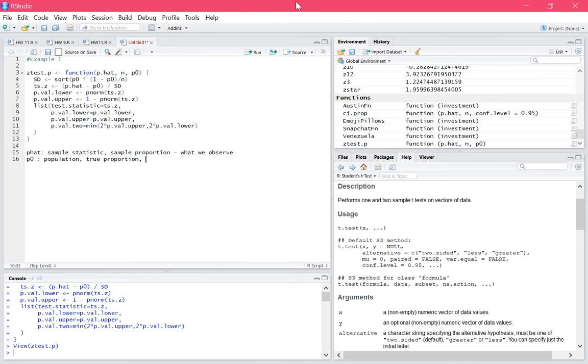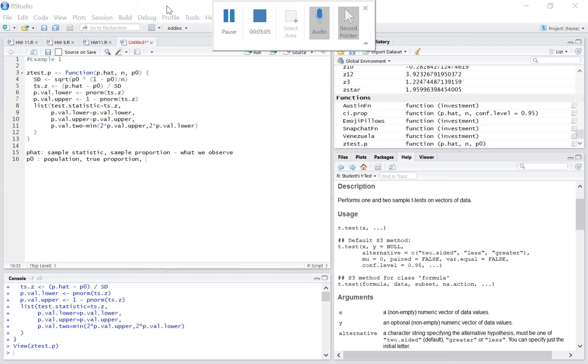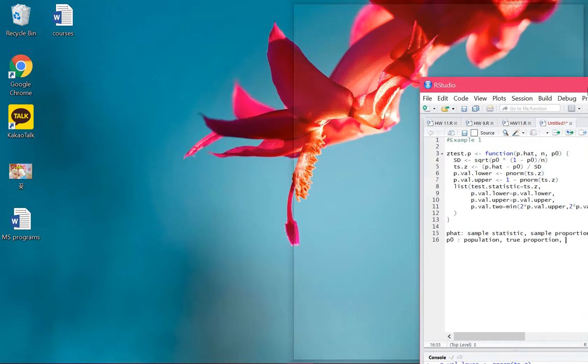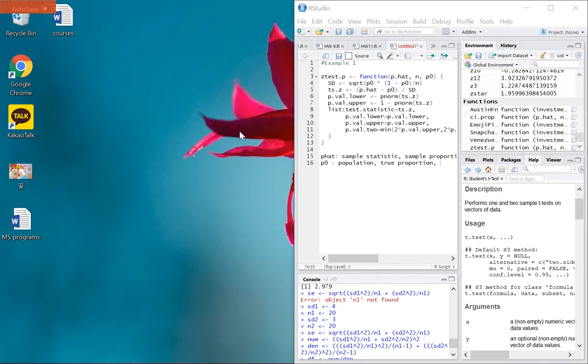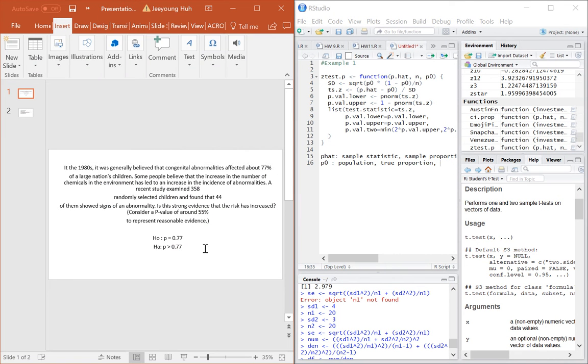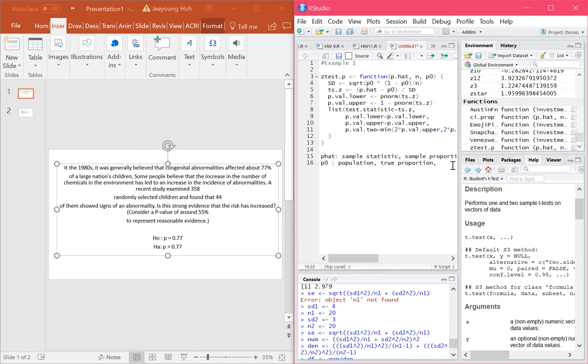And in this question, what is our p hat? Right. Out of 358, we found that 44 were affected, right? So we do 44 out of 358, and that's our p hat. What is our p naught?